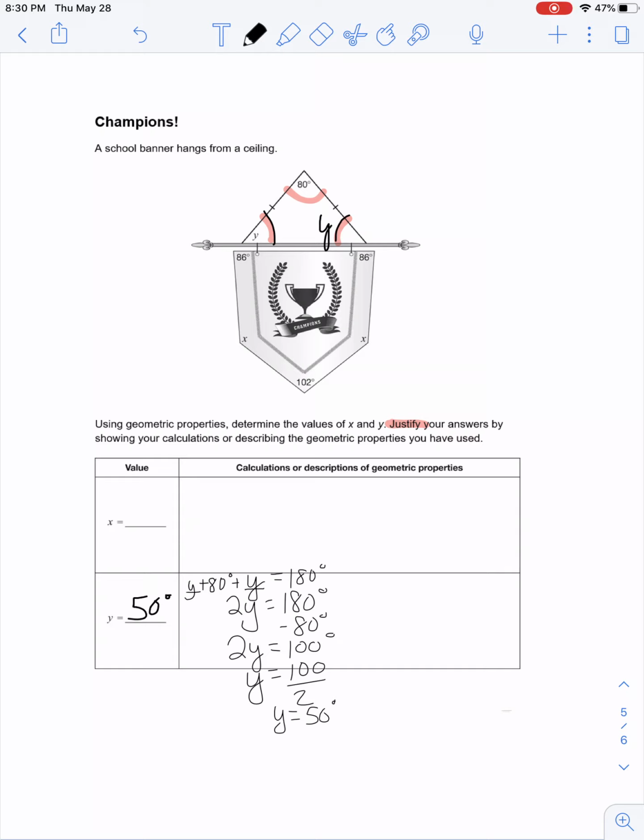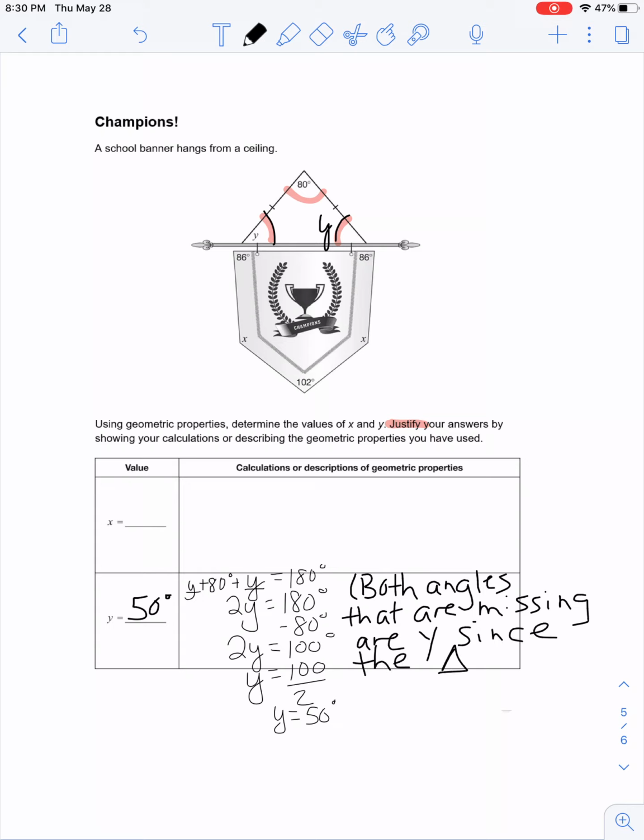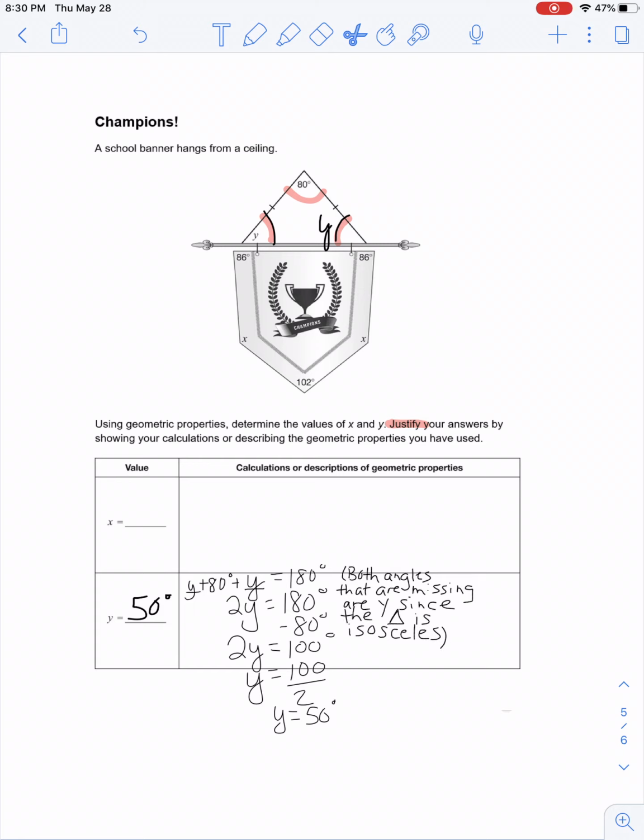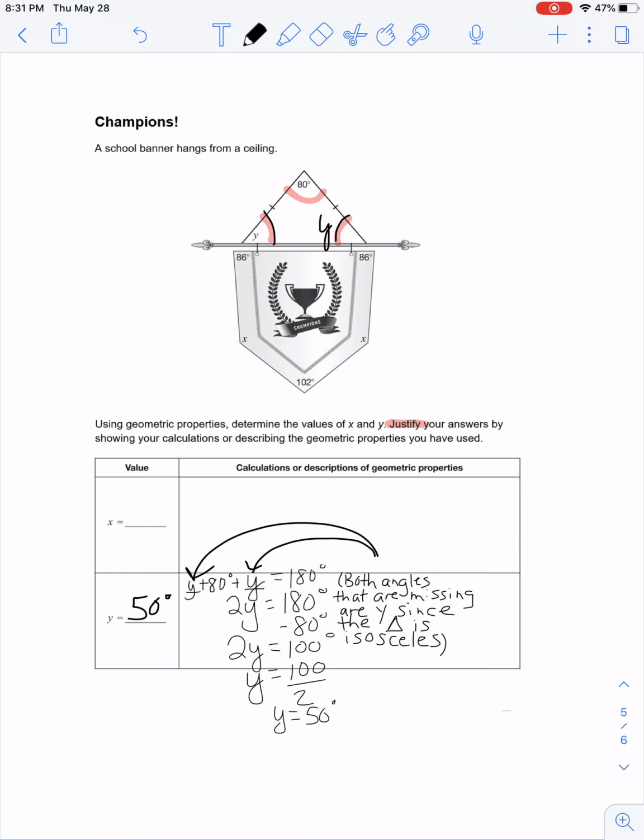And if I wanted to use some definitions there as well, both angles that are missing are y, since the triangle is isosceles. So that's my reason for how I knew that these were both y.